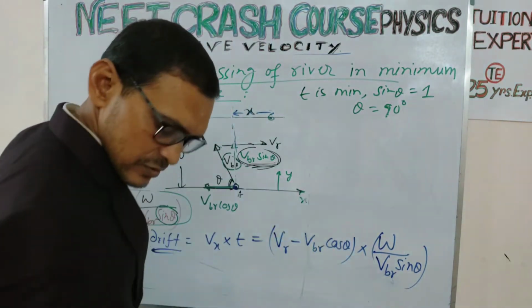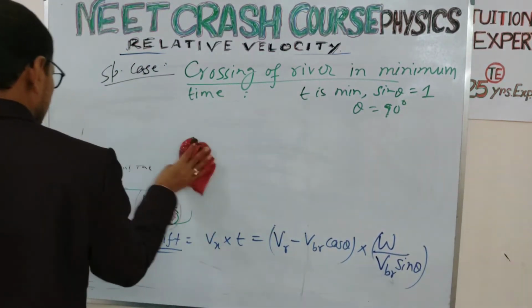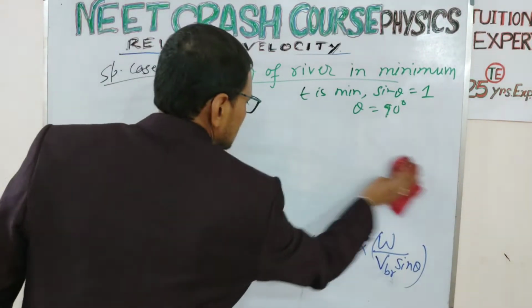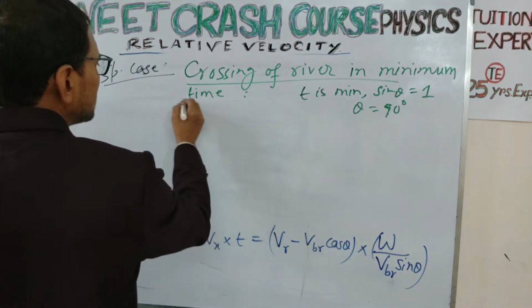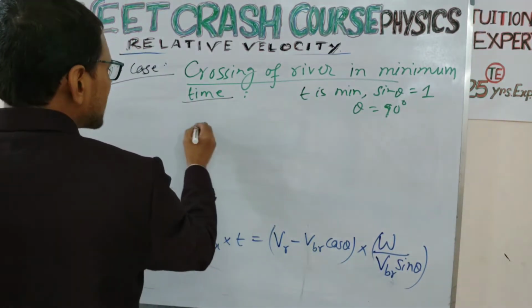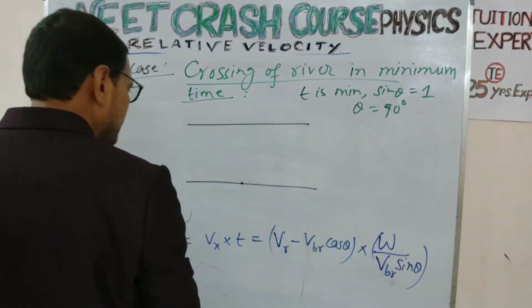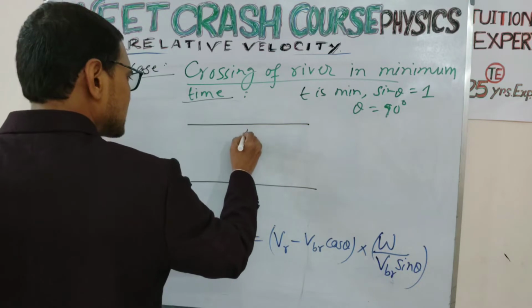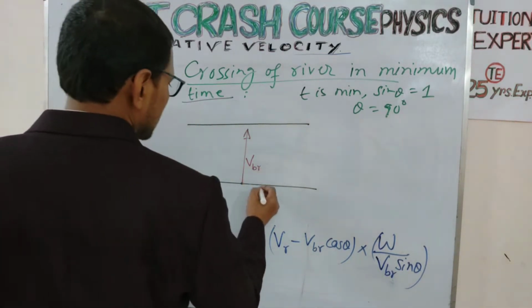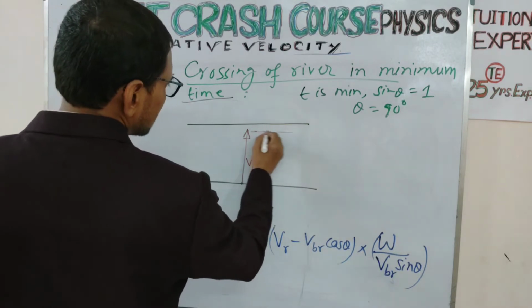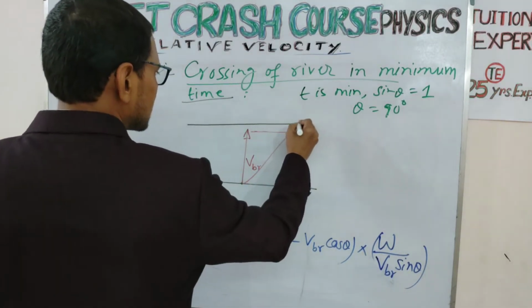So for crossing the river in minimum time, when you are asked that question, you draw the figure with this diagram. That is, first the man starts with this, this is VBR, and this is VR. Now the velocity of the river is along this direction, so actually the man reaches here.